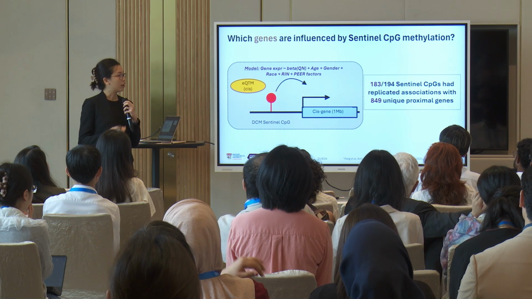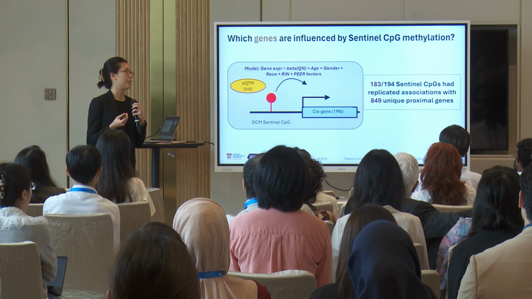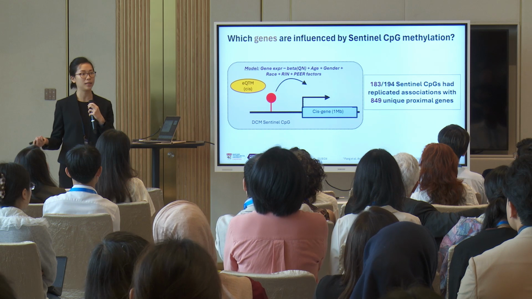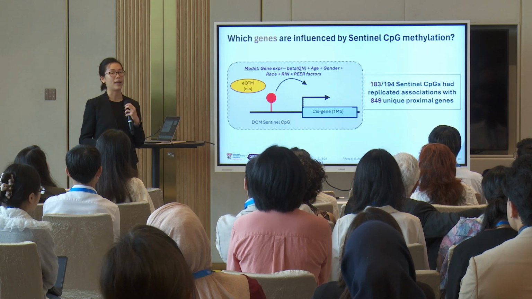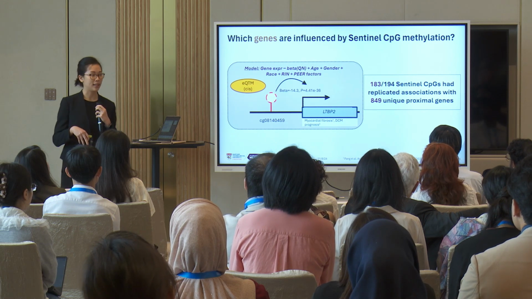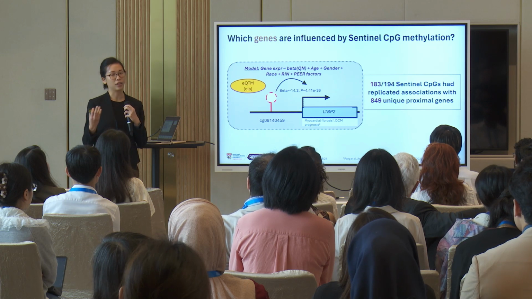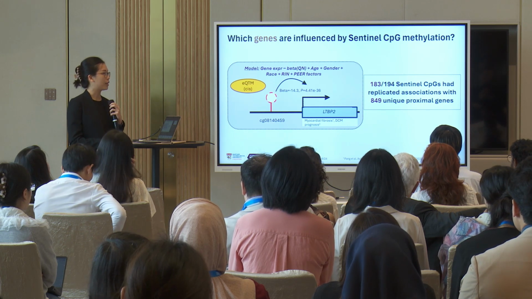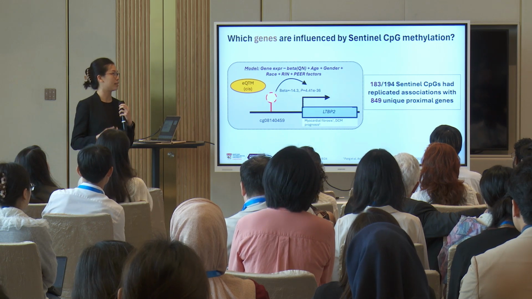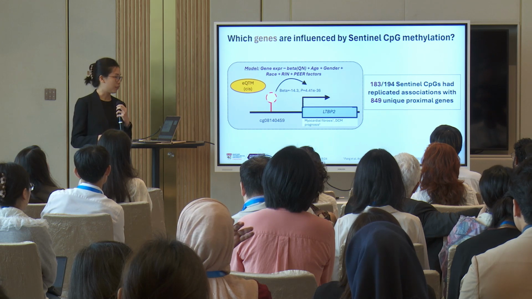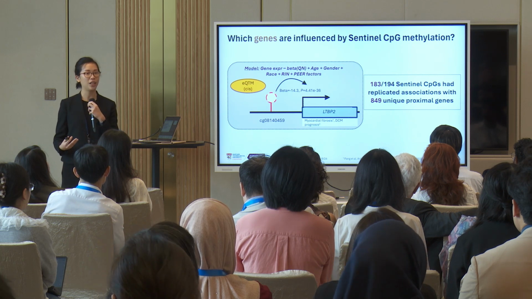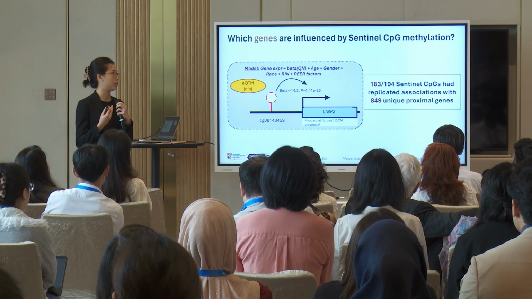Out of the 194 sentinel CpGs, we examined their relationship with cis genes, which are proximal genes within 1 megabase distance, and 183 of them had replicated relationships. This also applied to the CpG which I mentioned in the previous slide. Previously we found that it could have causal links with DCM, but now we add some more granularity to that causal relationship, and we find that it regulates LTBP2 expression. Specifically, this is inversely related, meaning that hypomethylation of the CpG is associated with increased LTBP2 expression.